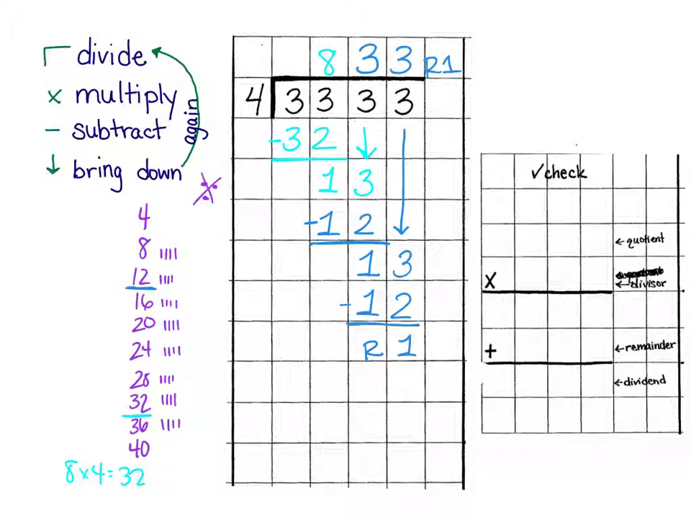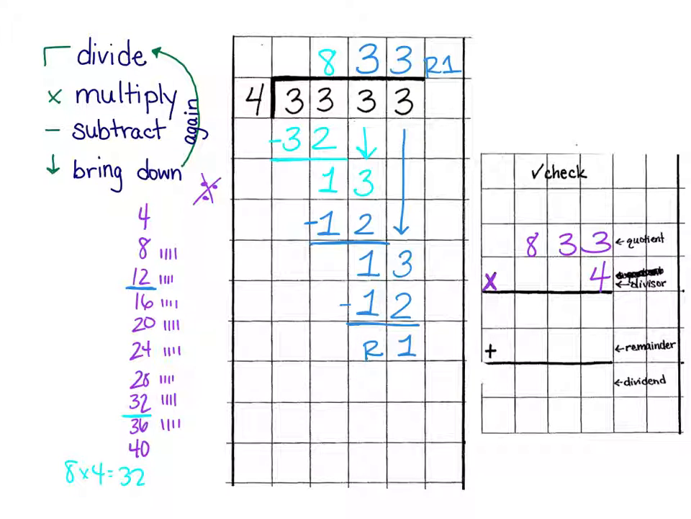All right, now it's time for us to check our answers. Take your quotient, 833, and write it first, 833. Then we're going to multiply it, because multiplication is the opposite of division, so that's why we check it with multiplication. We're going to multiply it times our divisor of 4.